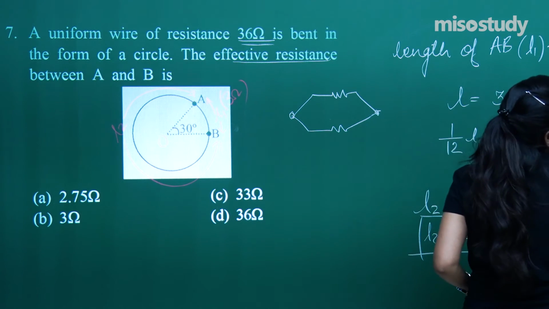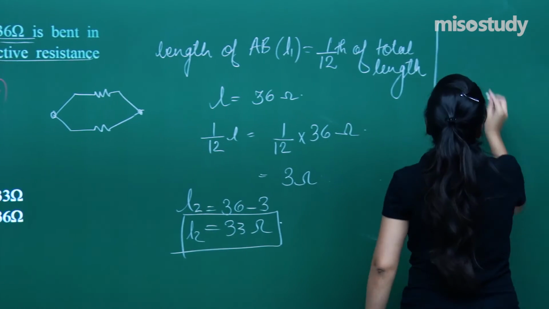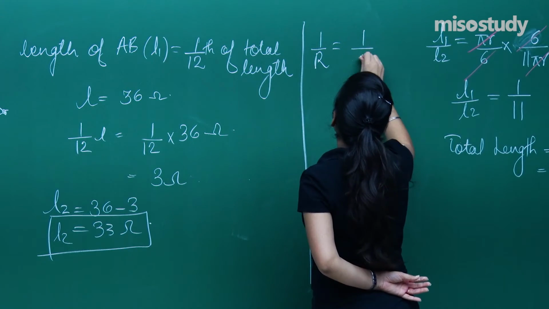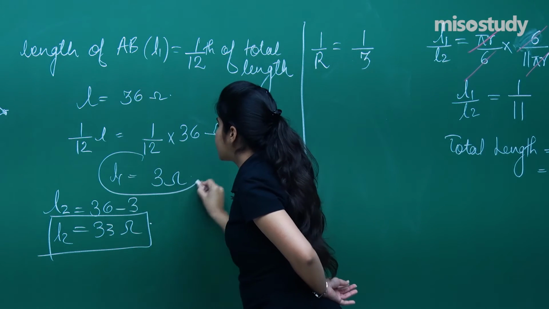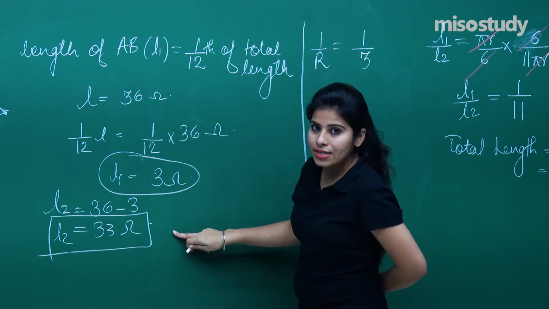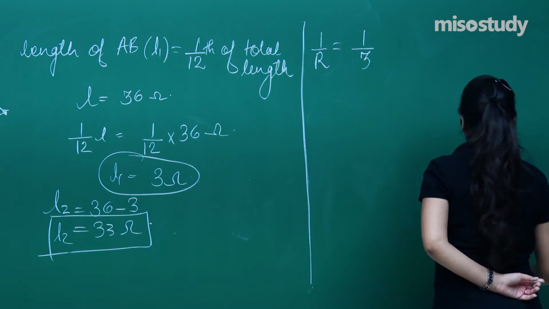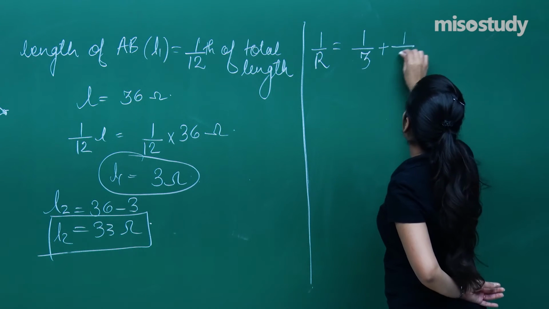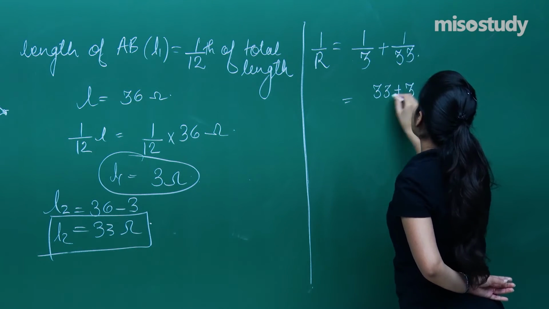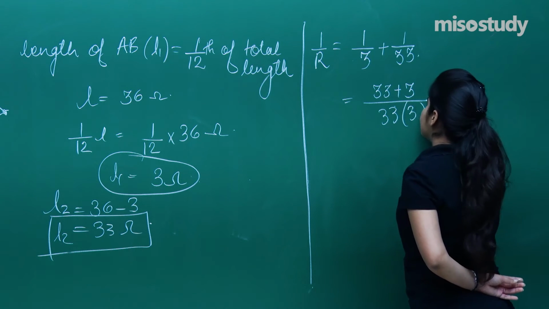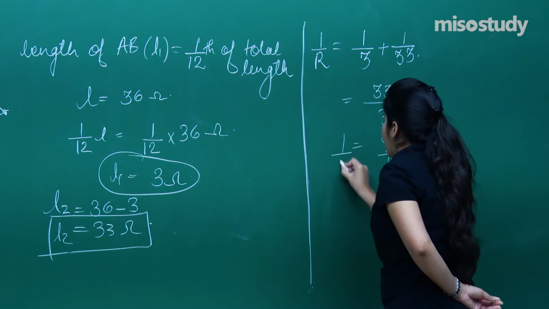That combination will be, let me just write over here, 1 upon R equals 1 upon 3, the resistance for L1. L1 has 3 ohm resistance and L2 has 33 ohm resistance. So 1 by R equals 1 by 3 plus 1 upon 33. If you solve it, you will have 33 plus 3 upon 33 into 3, so you have 36 upon 99 as 1 by R.